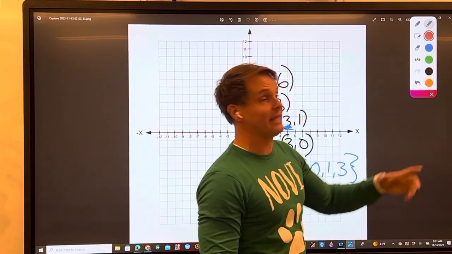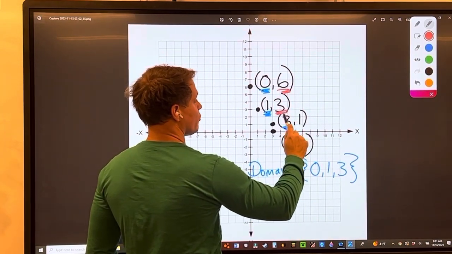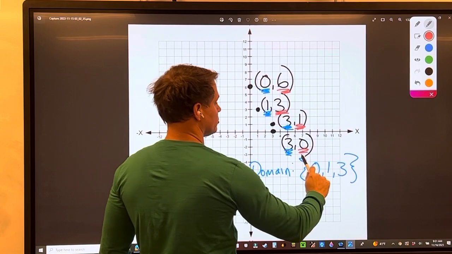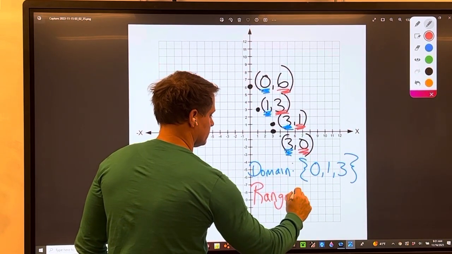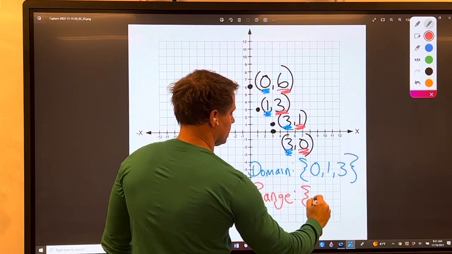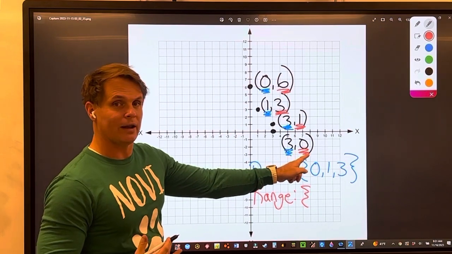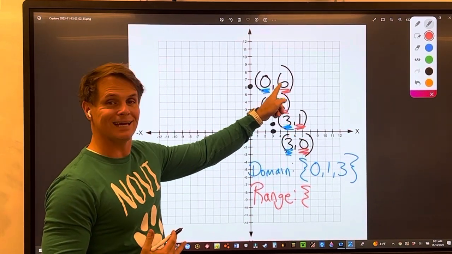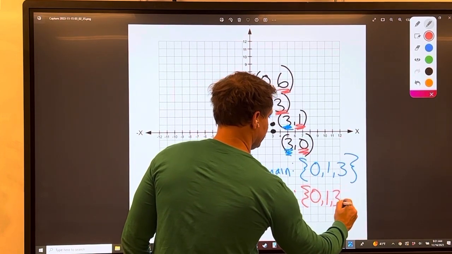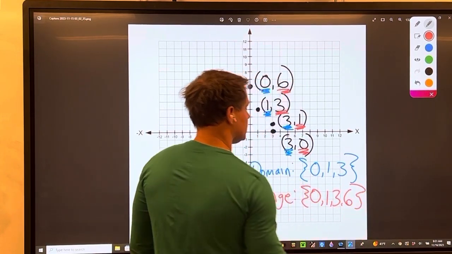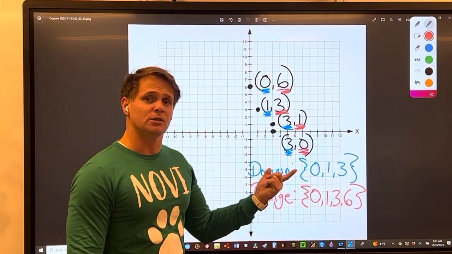Now my range, again, is my y values. My y values are 6, 3, 1, and 0. So the smallest number is 0. And then I go up 1, 3, 6. So 0, 1, 3, 6. That is how I would write the domain and the range if I was given a graph.